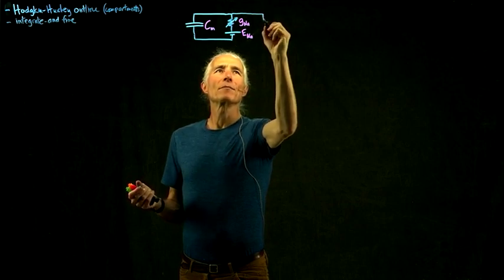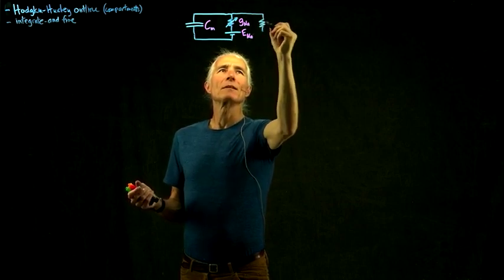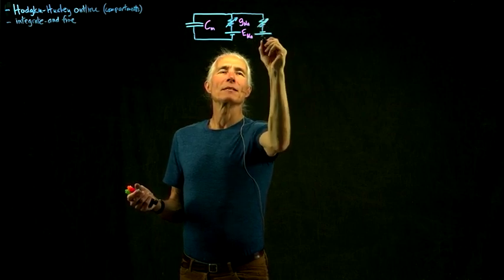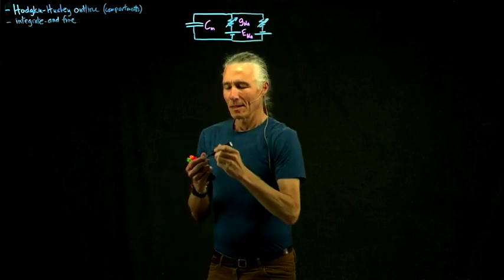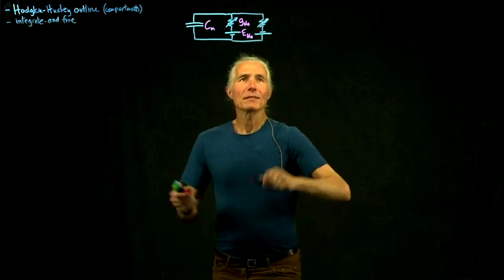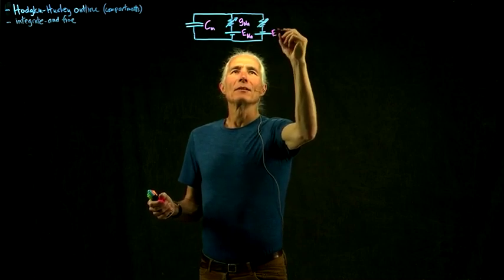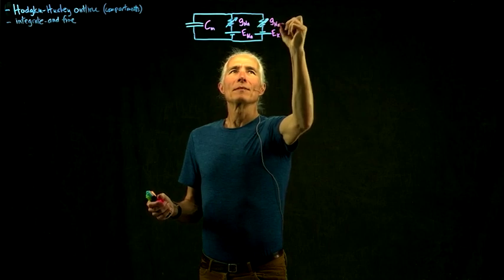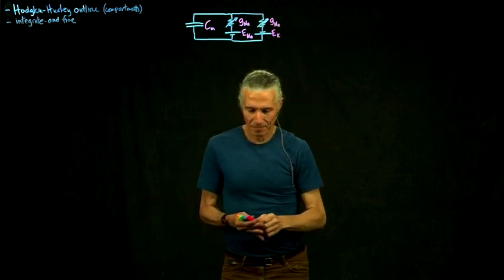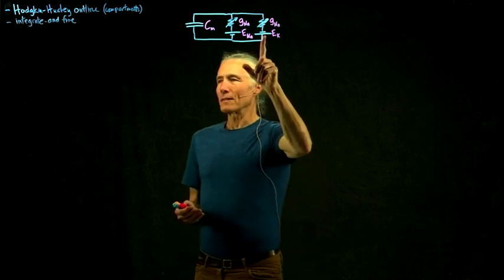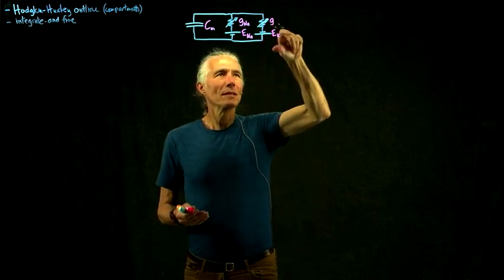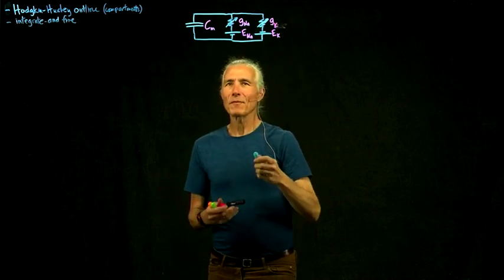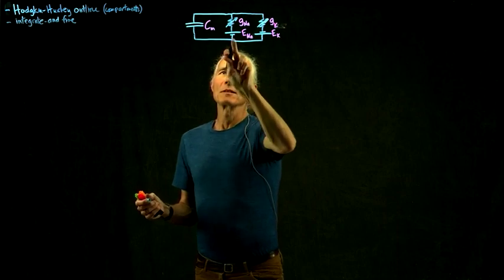Okay, so then we have another one over here, and that has a battery going in the opposite direction because that one is the potassium battery, and that has the opposite sign. So here's the Nernst potential for potassium, and here's the variable resistor for potassium.